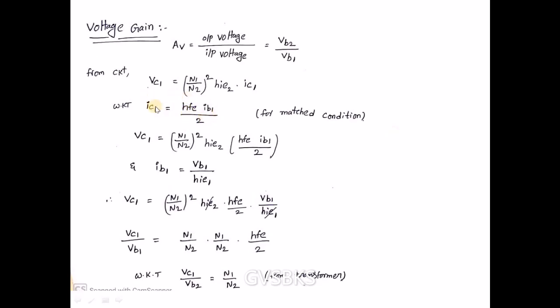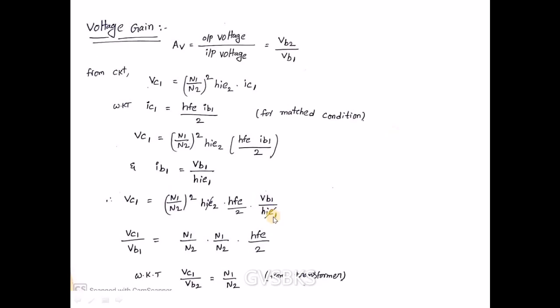Now we are going to substitute this IC1 value in the VC1 equation. This will become like this. And the IB1 current, input base current, is the ratio of input voltage to input resistance, as it is the stage 1 input current IB1. So that's why VB1 divided by HIE1. Now we are replacing this IB1 as VB1 by HIE1. Therefore, VC1 is equal to N1 by N2 whole square, HIE2, HFE by 2, VB1 by HIE1.